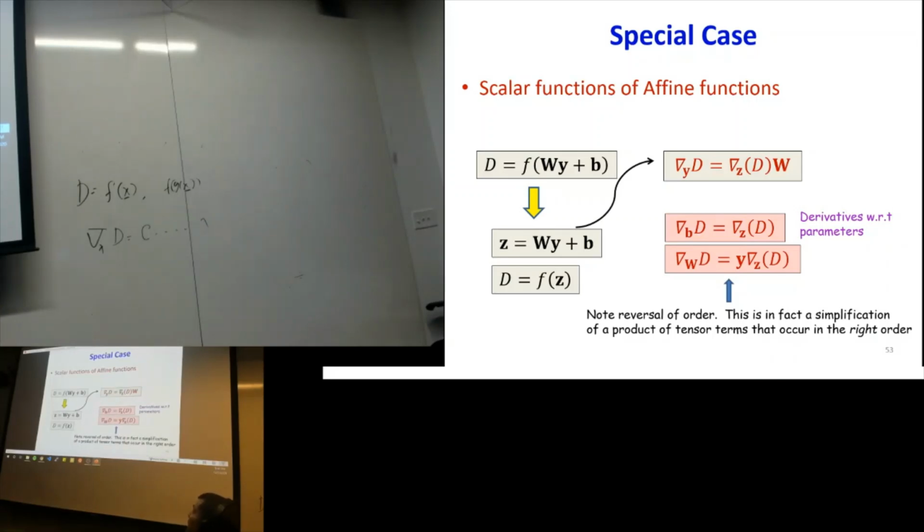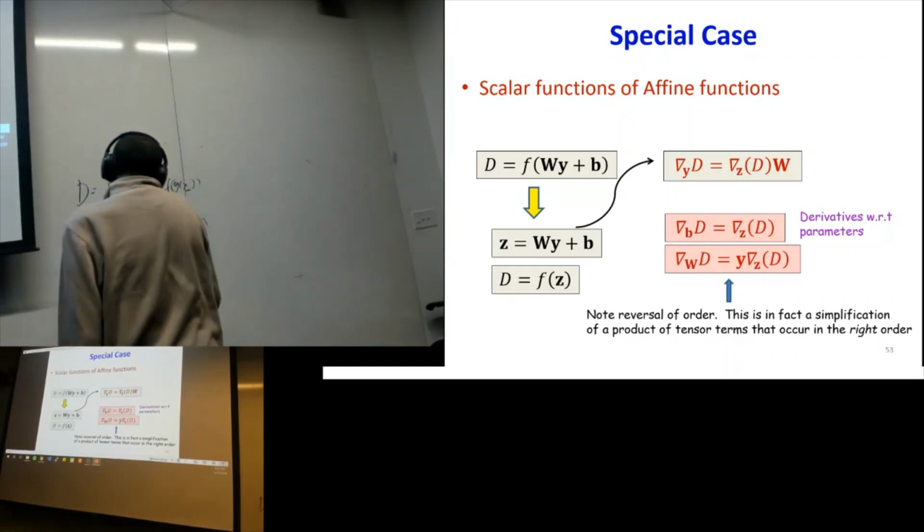Now, the derivative of d with respect to b is simply going to be the derivative of d with respect to z. And here is the important one. The derivative of d with respect to w is going to be y times the derivative of d with respect to z. And so here is the second component of this term that I just mentioned.